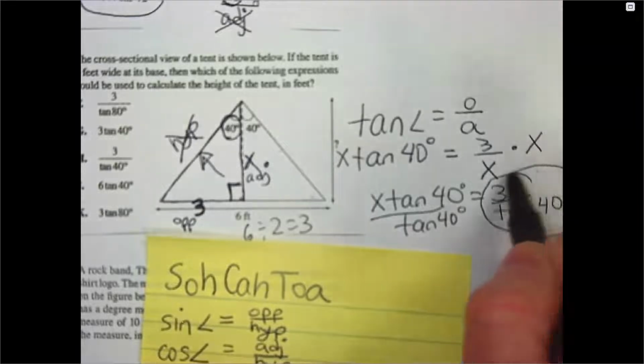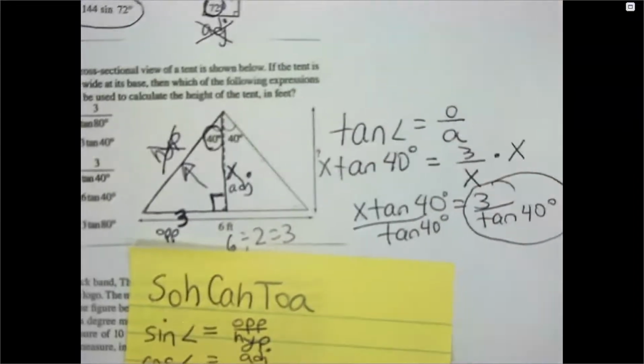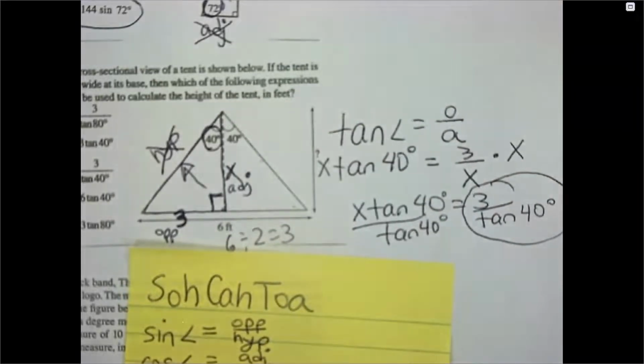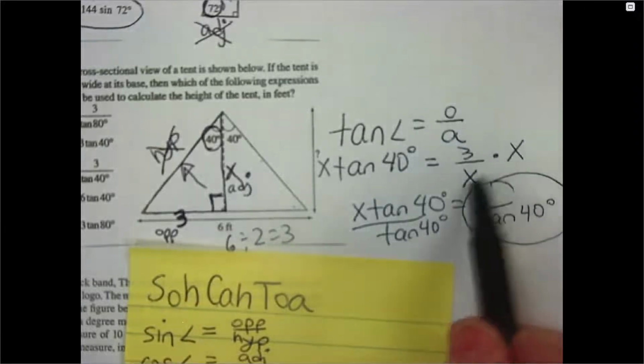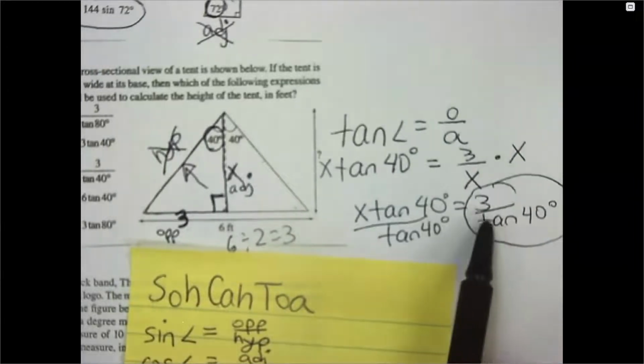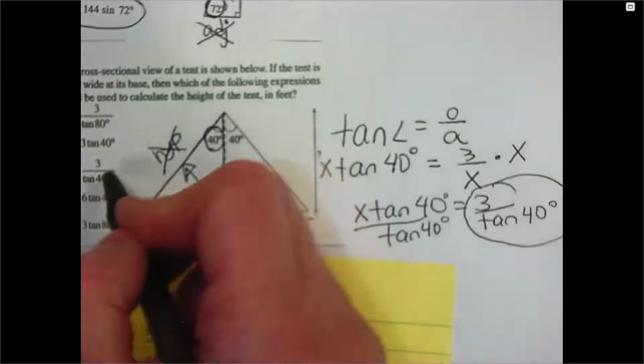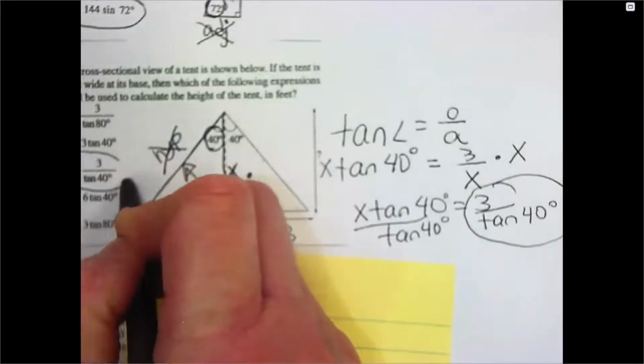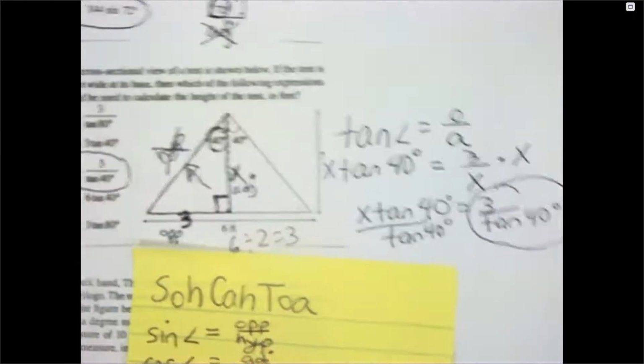So you do have to be careful when you set up your problem. If the letters on the top, it's going to work out to be multiplication. But if the letters on the bottom, like this problem, it will end up being a division problem. So now we just have to go pick it out. 3 over tan 40. That would be H, 3 over tan 40.